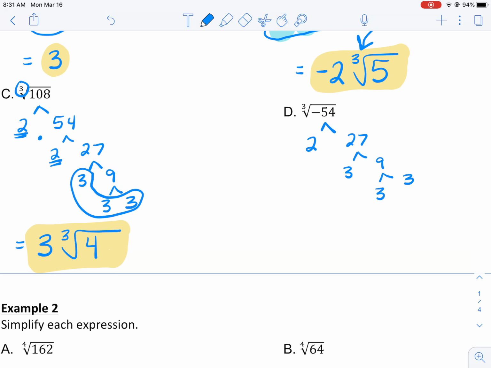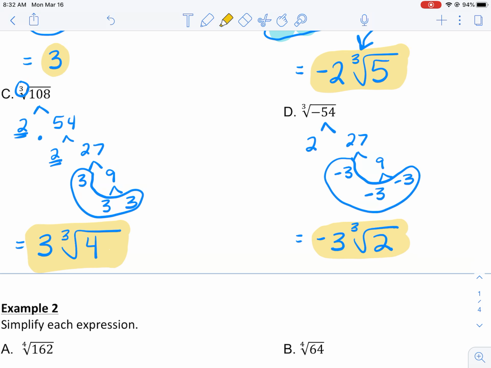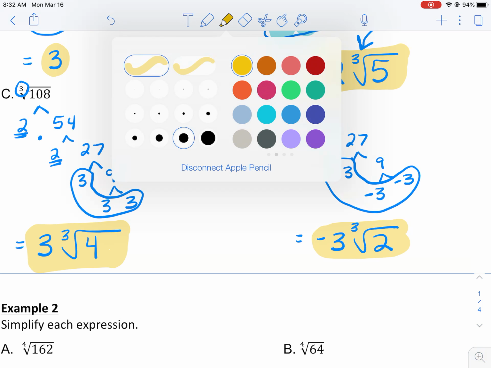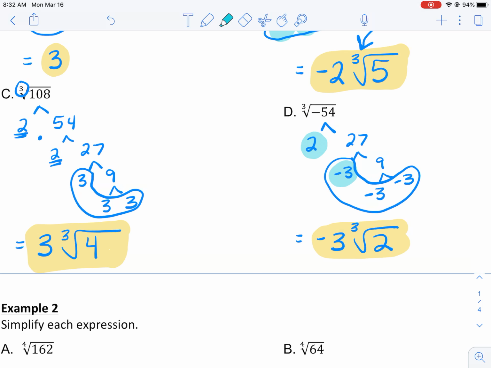And again, when you take the odd root of a negative, the number that comes out is the negative one. So notice if I make all of these 3's negative, and I take out a negative 3, I'm left with the cubed root of 2. If I multiply all those numbers on the bottom, I have a positive times a negative is a negative, times a negative is a positive, times a negative is a negative. So when I multiply these, I get my negative 54, so I know it works.